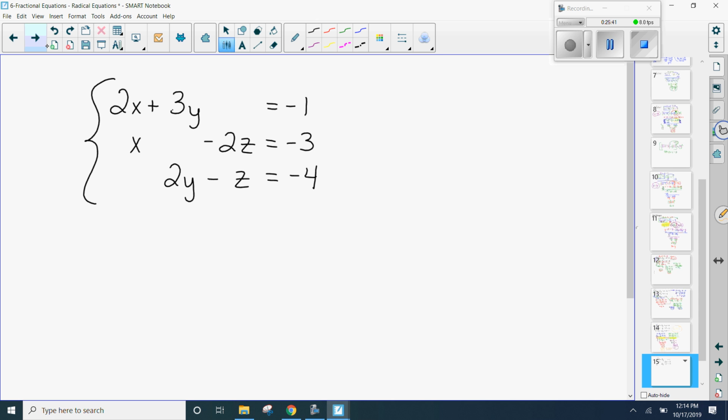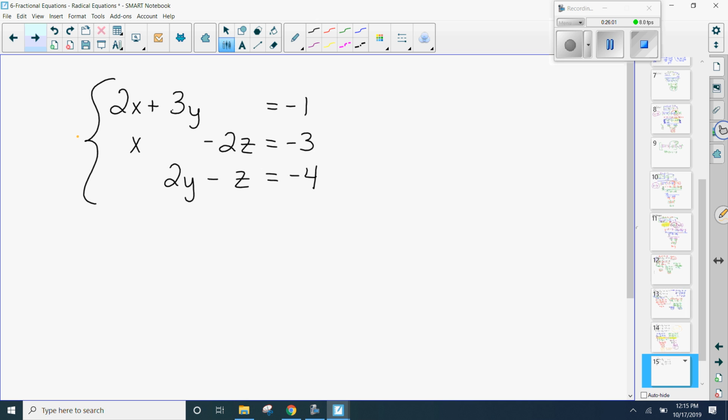Landon's going to find X, and it's going to be what they call in terms of Z, because X equals negative 3 plus 2Z. So he's going to replace that right here, and that's going to give you a Z and Y, and you have a Z and a Y here. But the majority of you like elimination. Pick two. What two equations?